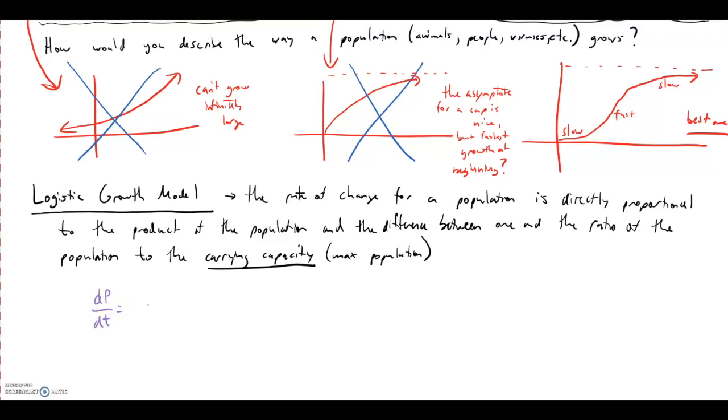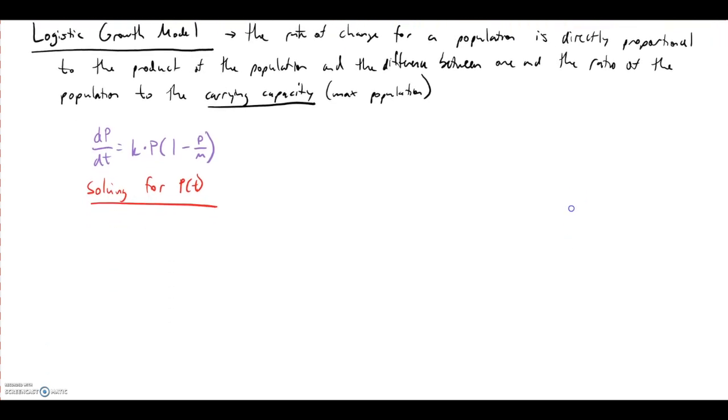And the model looks like this. The rate of change for population with respect to time equals our proportionality constant k times p times the difference between 1 and the ratio of p over m. And the next part of this video is going to go into solving for the population at any given time, p of t. And step 1 in this process will be a separation of variables, which will yield dp over p times the quantity 1 minus p over m equals k times dt.